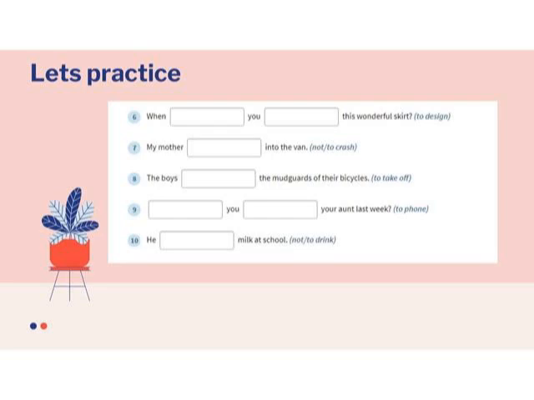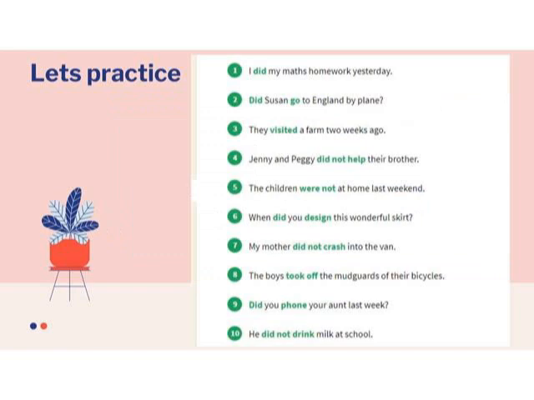Okay, now let's check your answers with this answer key. Number 1, I did my math homework yesterday. Number 2, did Susan go to England by plane? Number 3, they visited a farm 2 weeks ago. Number 4, Jenny and Peggy didn't help their brother. Number 5, the children were not at home last weekend. And so on.